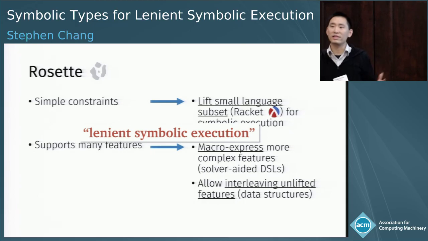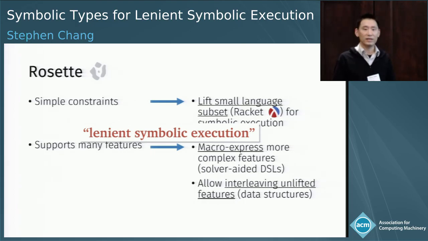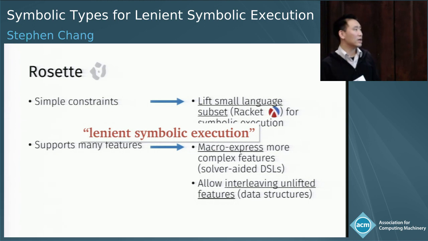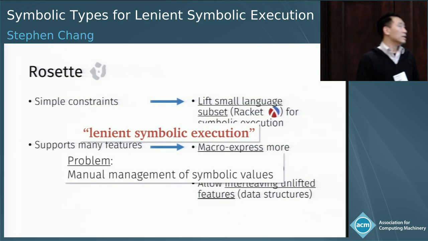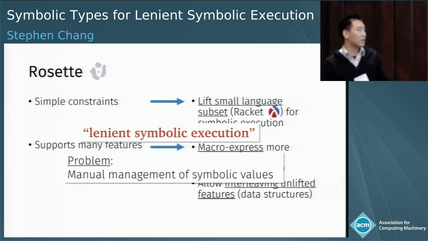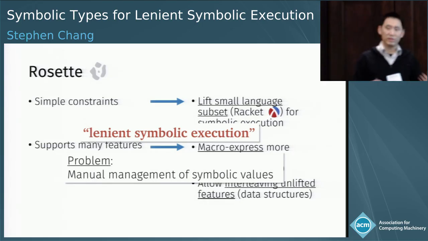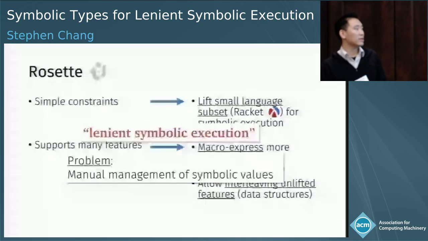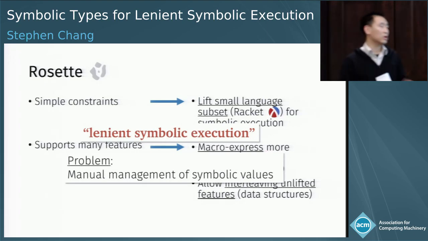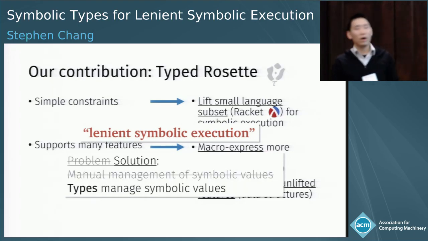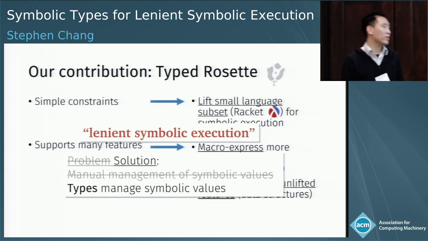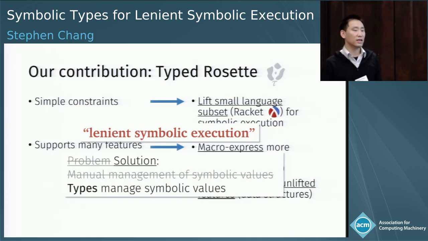So in our paper, we call this style of computation lenient symbolic execution because it allows you to pull in non-symbolic, non-lifted features. But this kind of mixing of symbolic and concrete execution can be problematic sometimes because the programmer is left to manually make sure that they're using symbolic values correctly. So our contribution is to help programmers with the type system. So we created Typed Rosette, and Typed Rosette's type system will automatically make sure that the programmer is not using symbolic values where they're not supposed to.